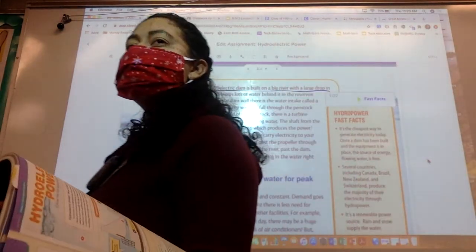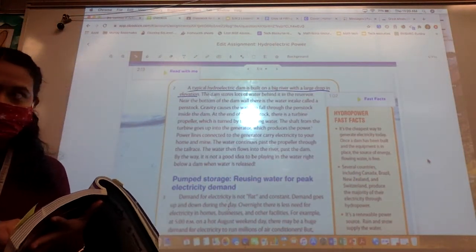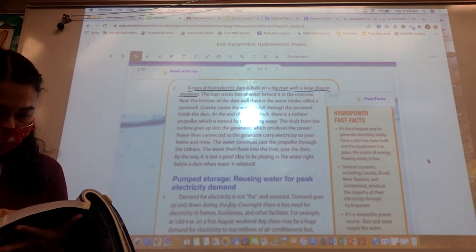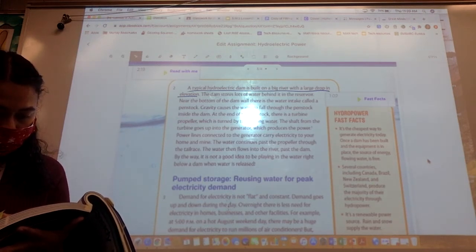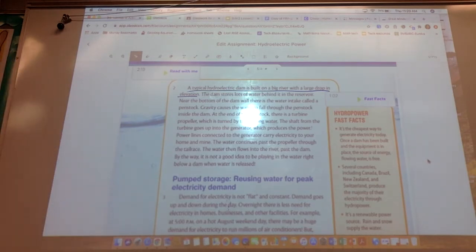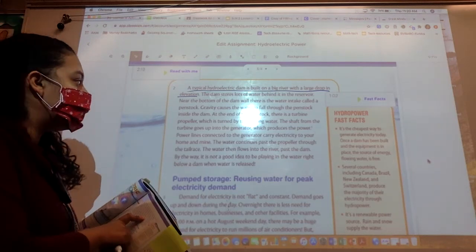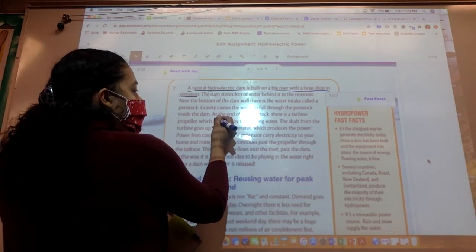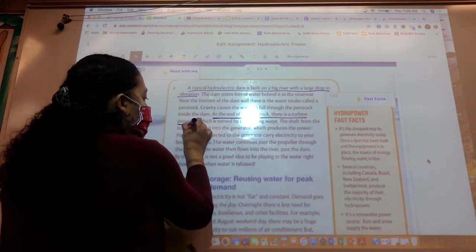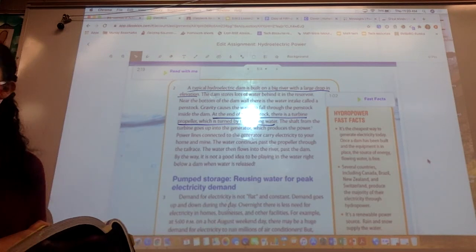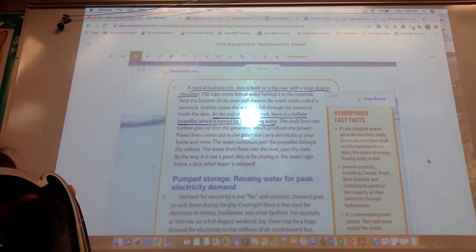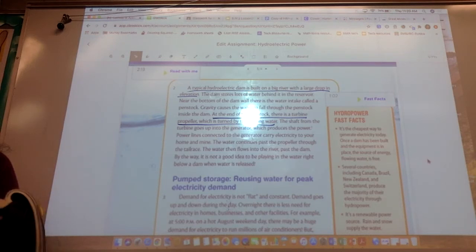Anything else that we should highlight, Dylan? The penstock is called the water pump. The penstock, show me where it is. At the end of the penstock, right here? At the end of the penstock, there is a turbine propeller which is turned by the moving water. Okay. So this is information that you can put into your informational text article, right? Okay, anything else?